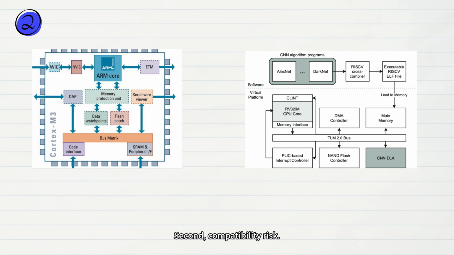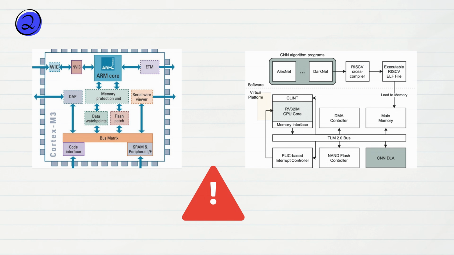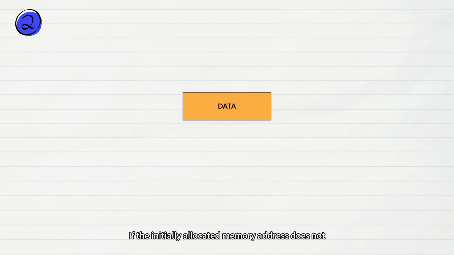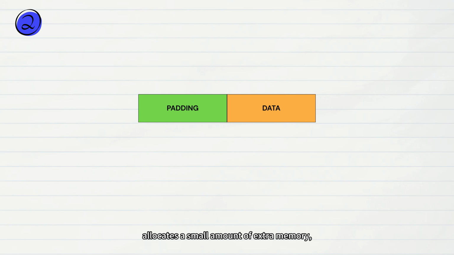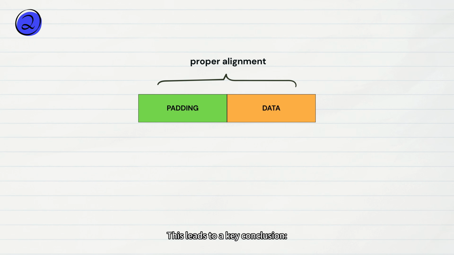Second, compatibility risk. On architectures like ARM and RISC-V, misaligned memory access directly triggers a bus error and crashes the program. If the initially allocated memory address does not satisfy the alignment requirement of the target type, the new expression automatically allocates a small amount of extra memory, at most the alignment value of the target type, and adjusts the address by an offset to achieve proper alignment. This leads to a key conclusion. The actual amount of memory allocated may be larger than what the developer requested.